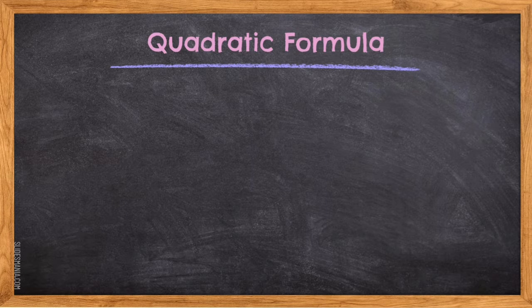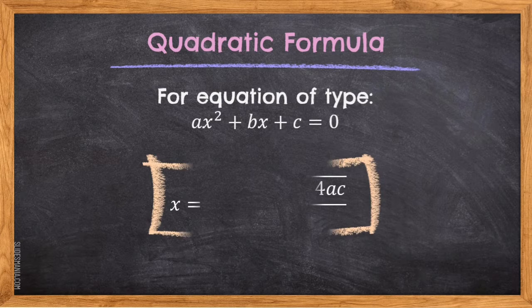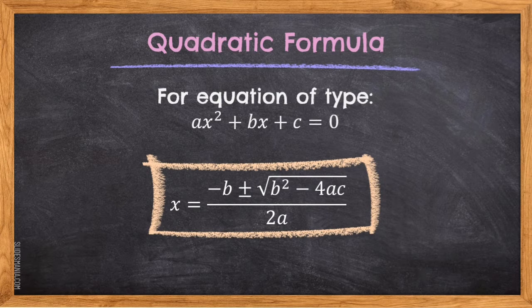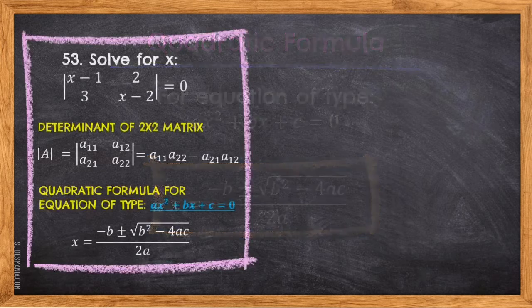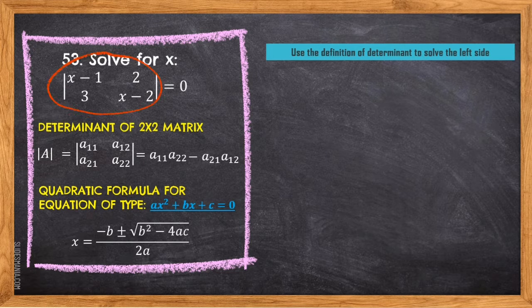Next is the quadratic formula, which helps us to solve any quadratic equation. First, we bring the equation to the form ax squared plus bx plus c is equal to 0, where a, b, and c are coefficients. Then we plug these coefficients in the formula: x is equal to negative b plus or minus the square root of b squared minus 4ac, all over 2a. Let's solve for the x of number 53. First, we use the definition of determinant to solve the left side.